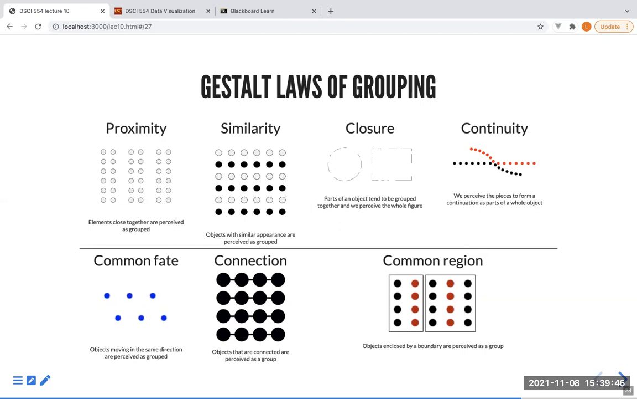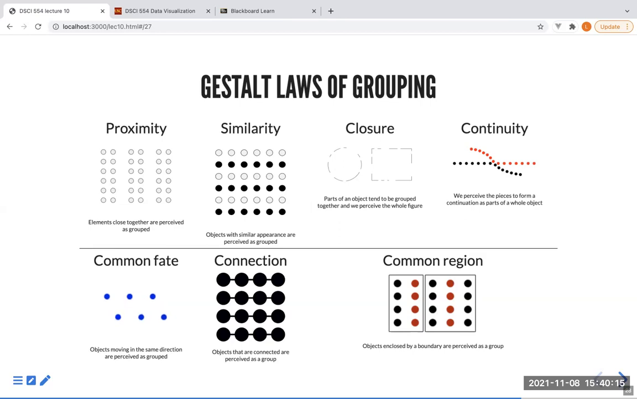Here the common fate law basically says that things that are moving together must be part of the same object, which makes sense, right? This is often used in diagrams, right? When you connect objects, entities, objects that are connected are perceived as a group. So we do this all the time.